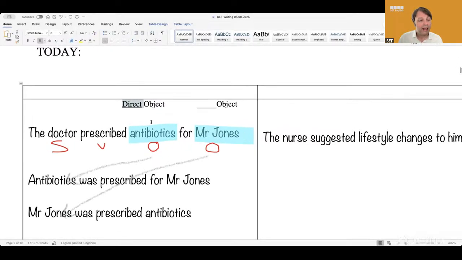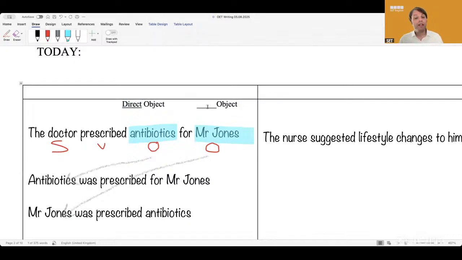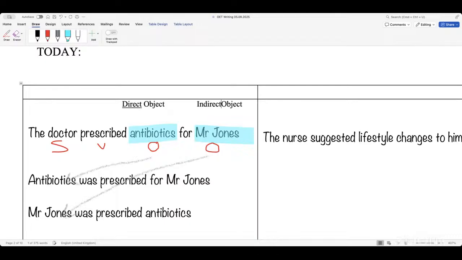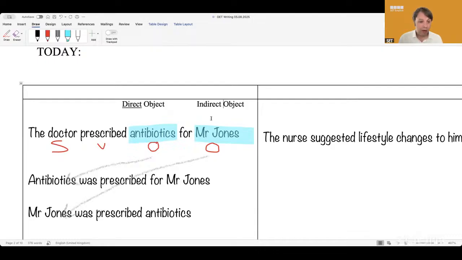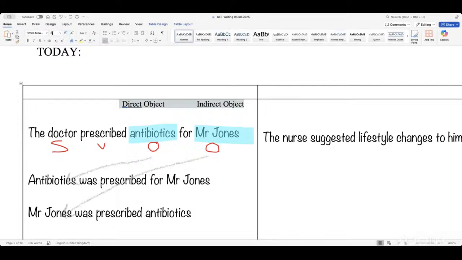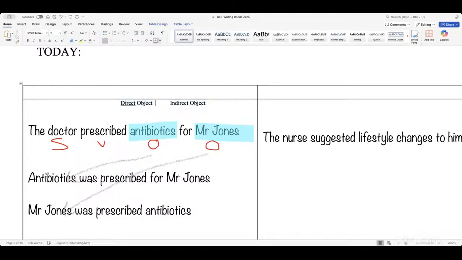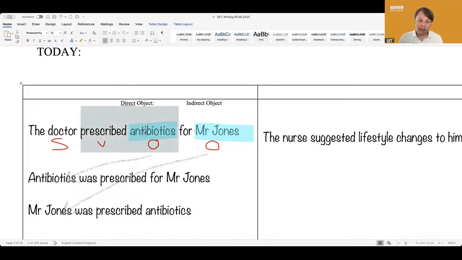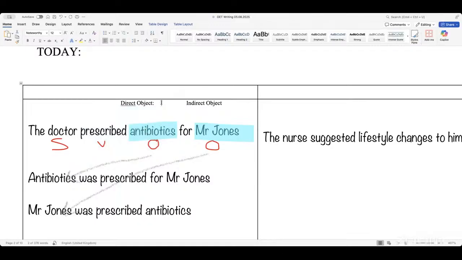Why do we call it the direct? What is this one called? Everyone, this one is called indirect. Indirect object. So what is the difference? It is a prescribed antibiotic, so that is why it's direct object. So can you explain a bit more? The action is prescribed antibiotic, so that is why it's called direct object. So this action is going to this one.